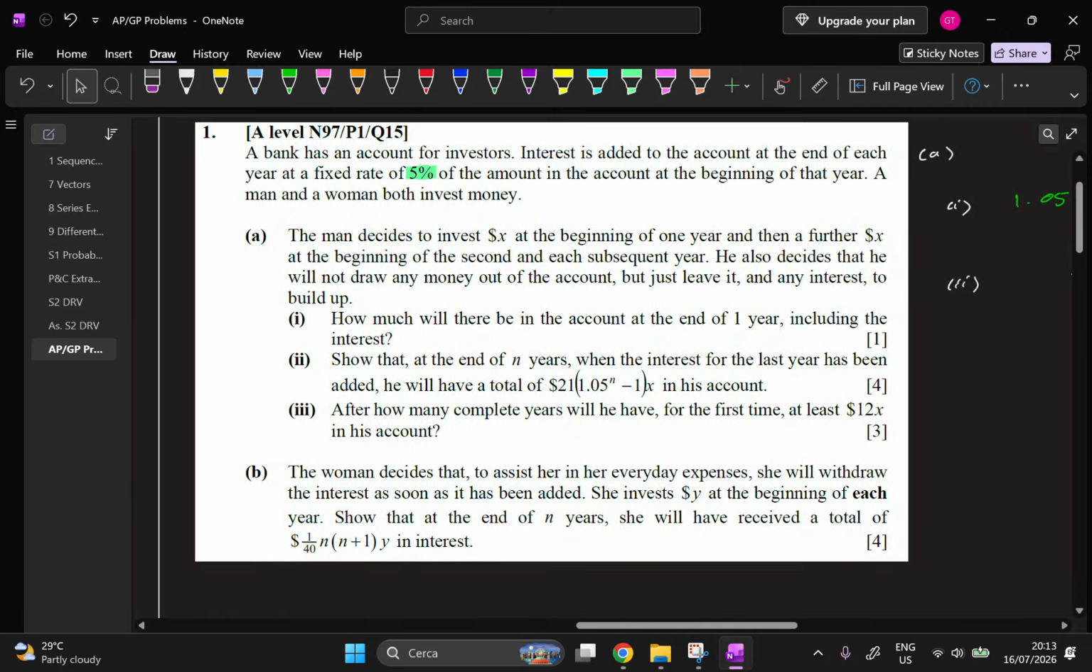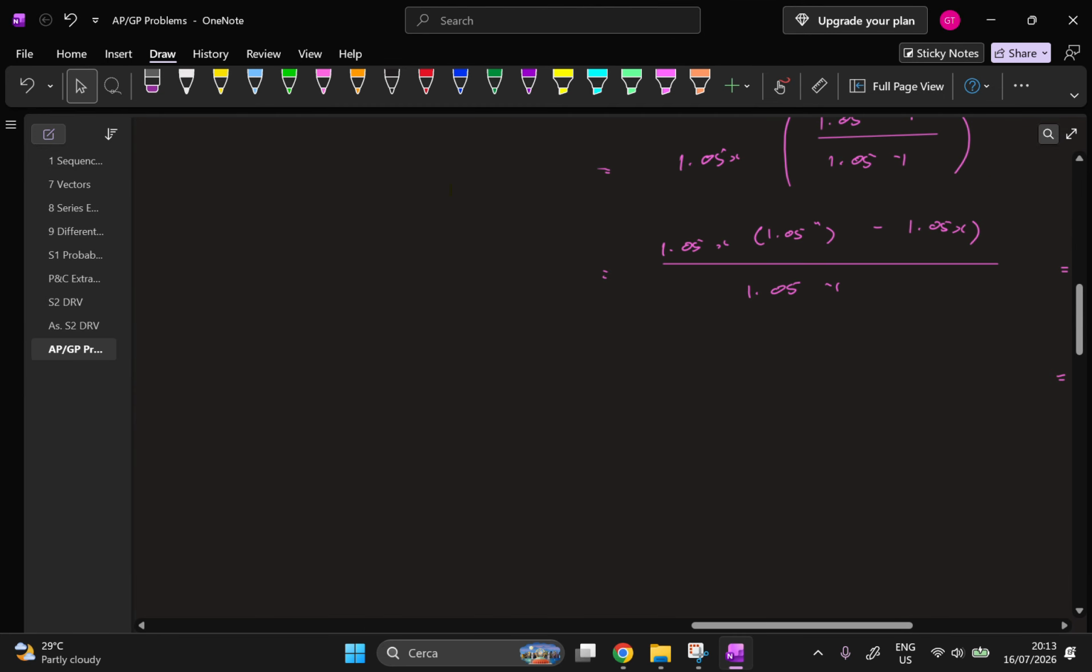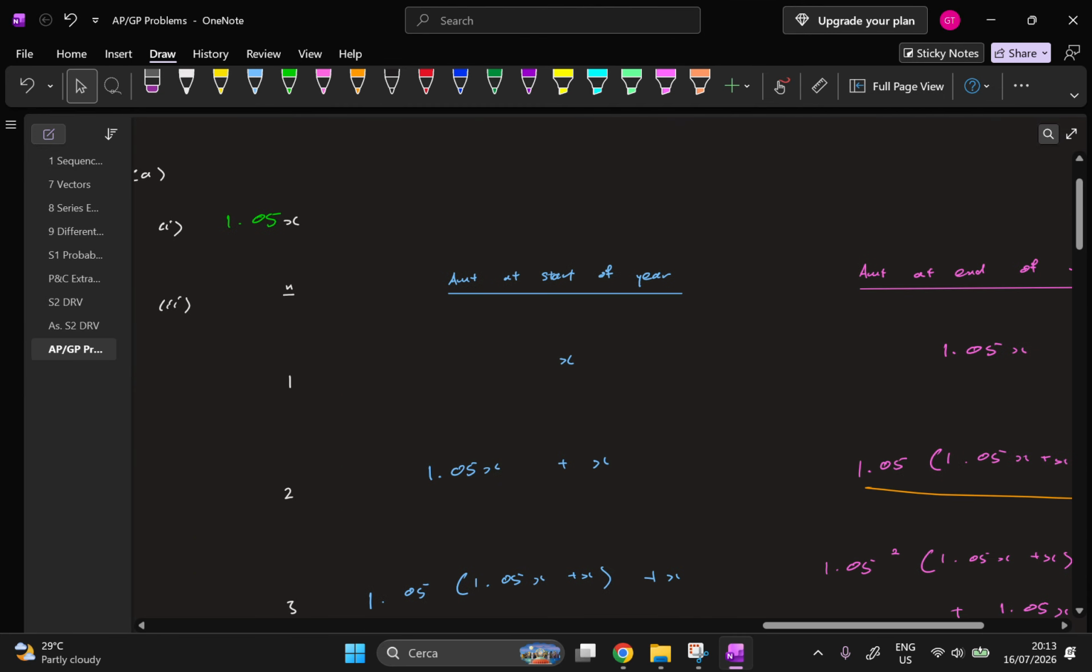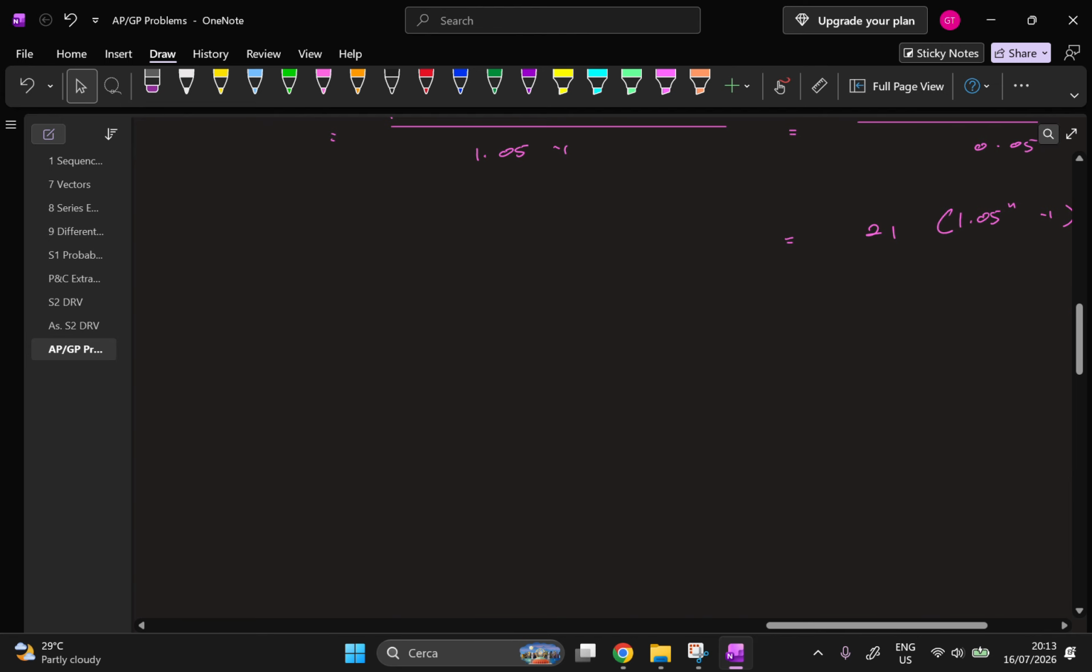After how many complete years will he have, for the first time, at least 12x? Okay. This one, you can use your GC. You can use your GC to solve just like you use your GC to solve here. But we don't have to, because this is actually quite a simple expression in my opinion. We can actually solve algebraically. So, they want us to find what again? It's greater than 12x, is it? Yeah, okay, so 21 times this thing is greater than 12x.